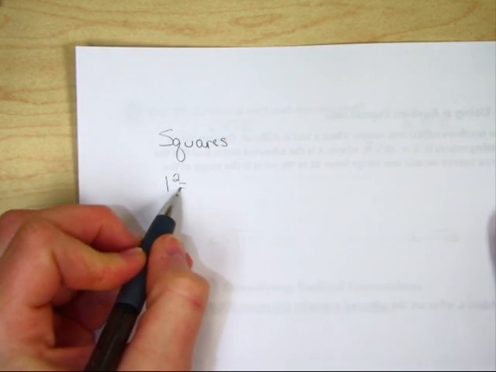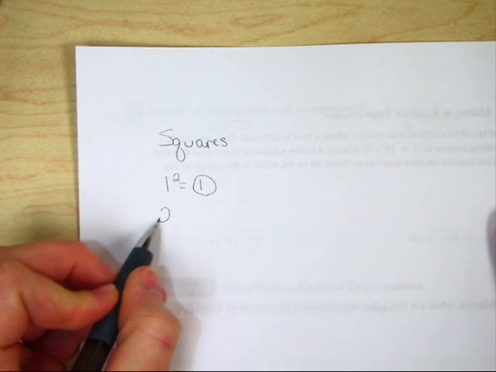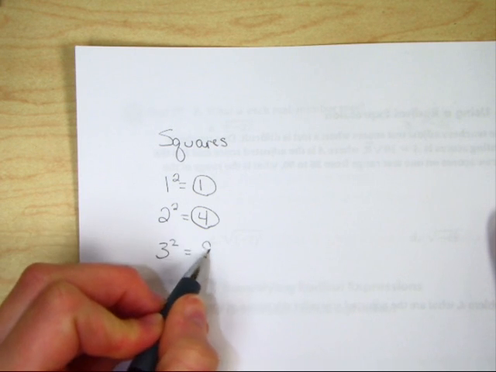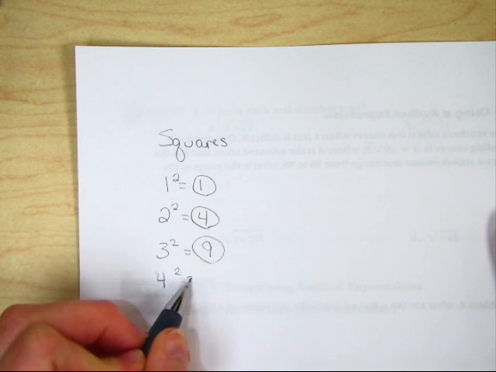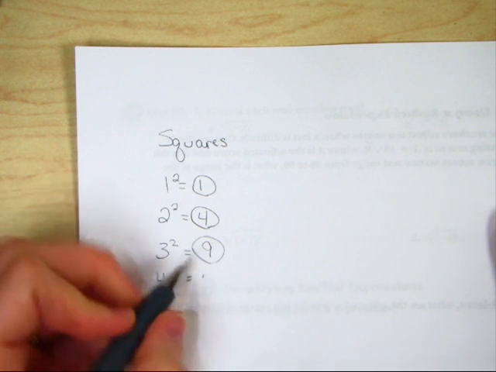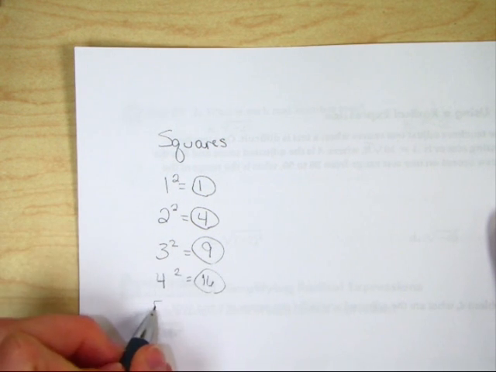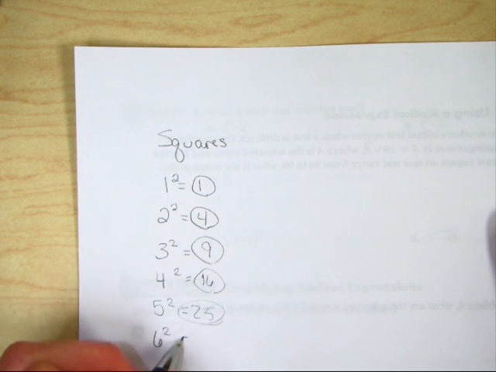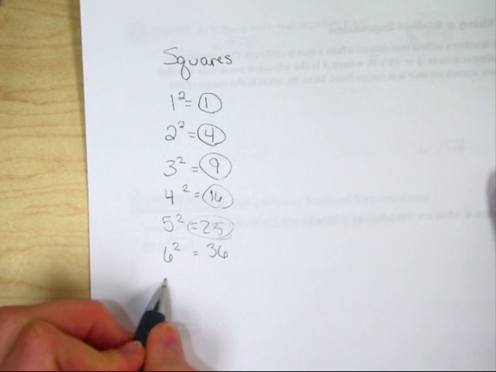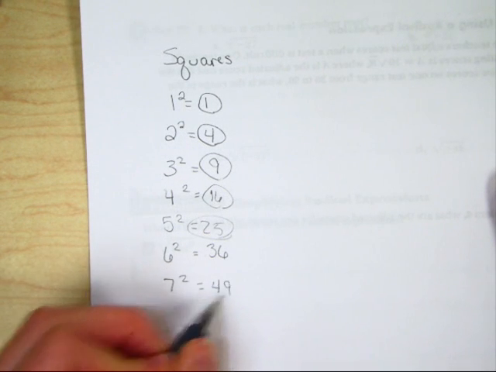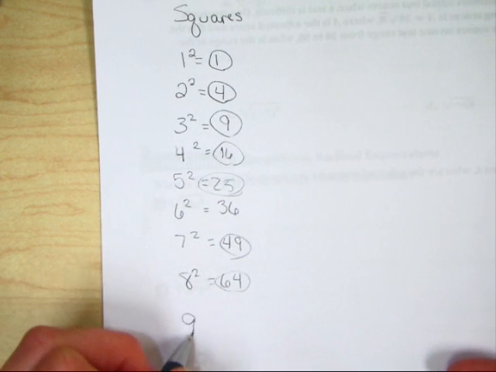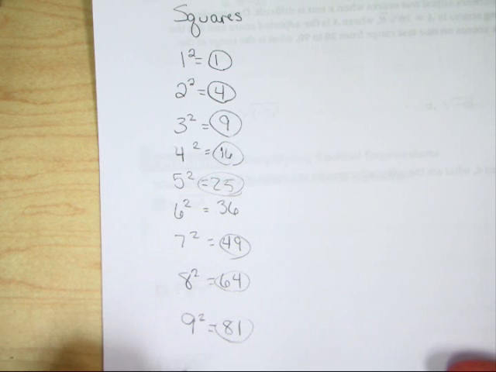For example, 1 squared is 1. 2 squared is 4. 3 squared is 9. 4 squared is 16. I'm going to go up to 10. 5 squared is 25. 6 squared is 36. 7 squared is 49. 8 squared is 64. 9 squared is 81. 10 squared is 100.